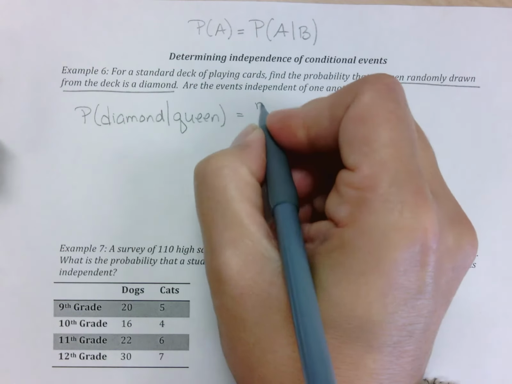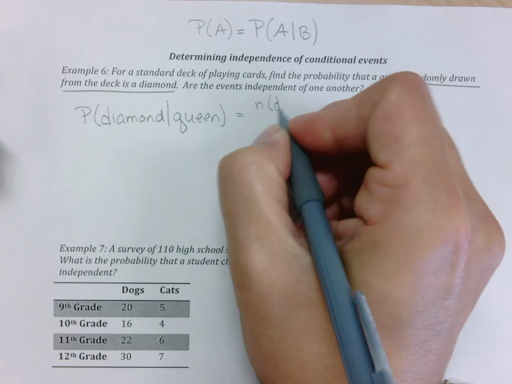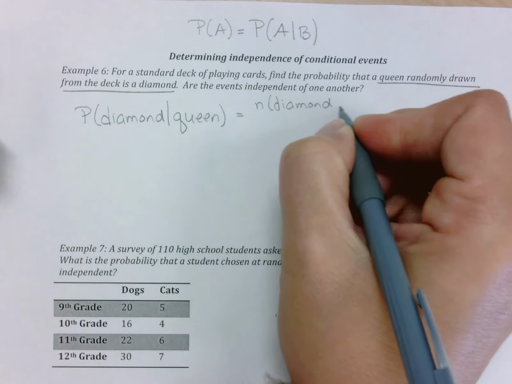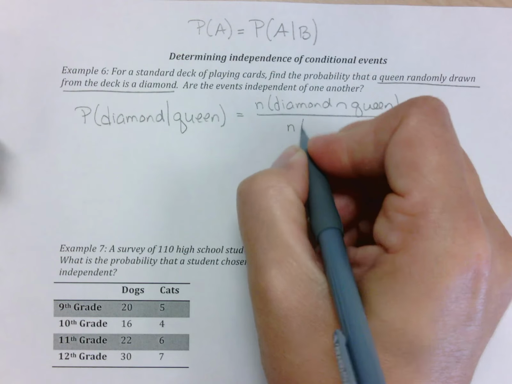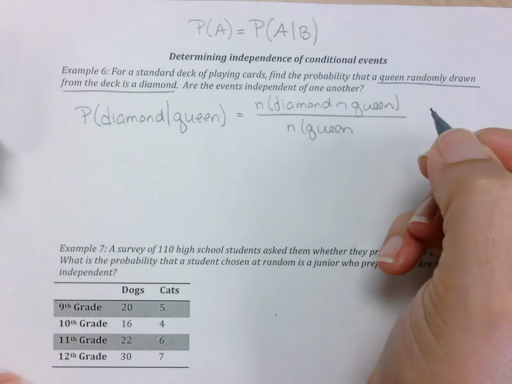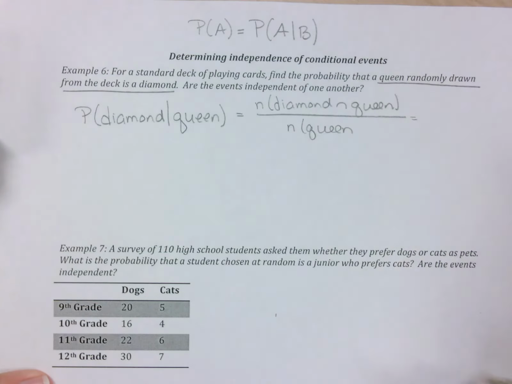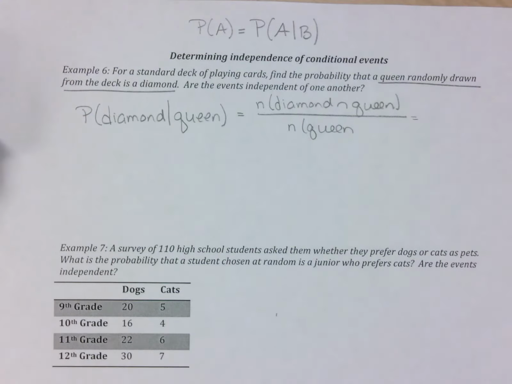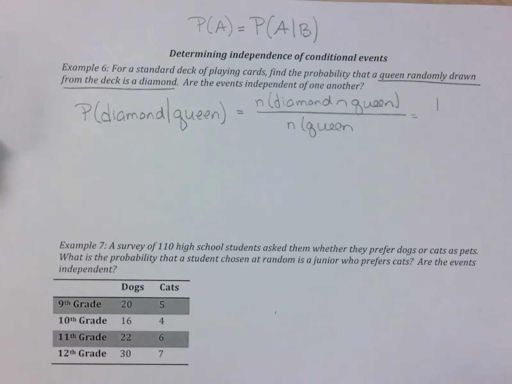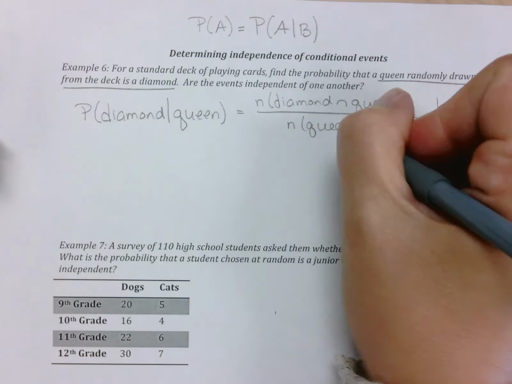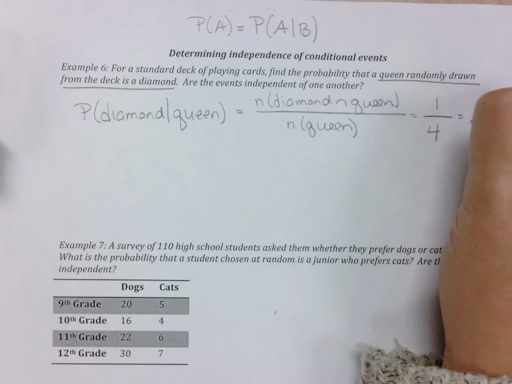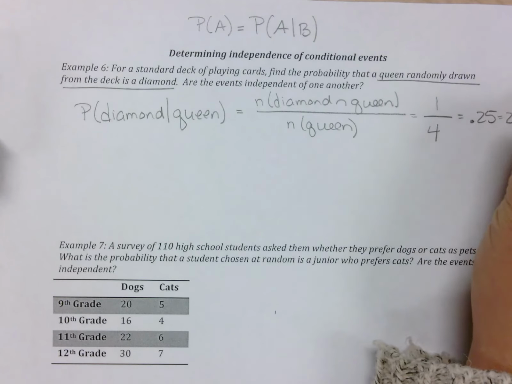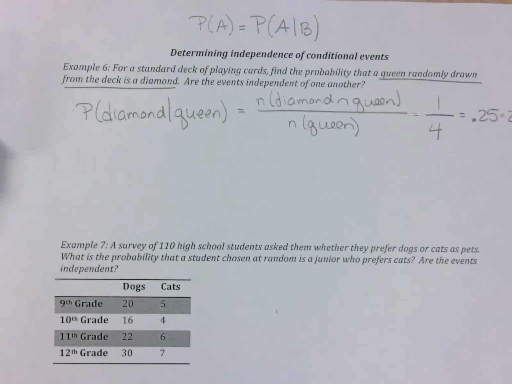And that's going to be equal to the number of cards that are a diamond and a queen at the same time divided by the number of cards that are a queen. So how many cards are a queen and a diamond at the same time? Well, there's 4 queens and only one of those is a diamond. So there's 1 diamond queen. And how many queens were there? Well, we just said that there were 4 queens. So 0.25, 25%.